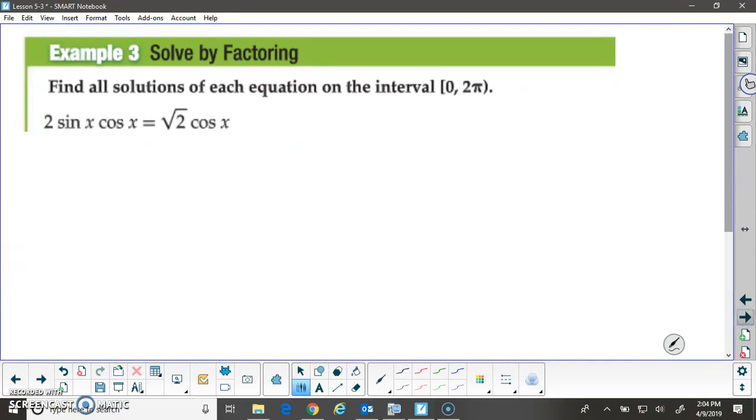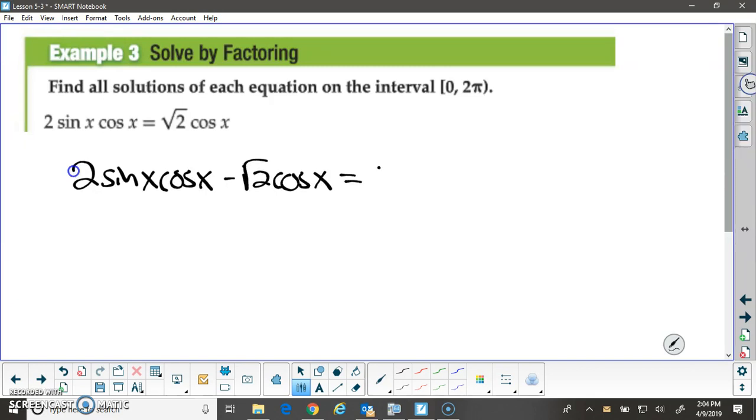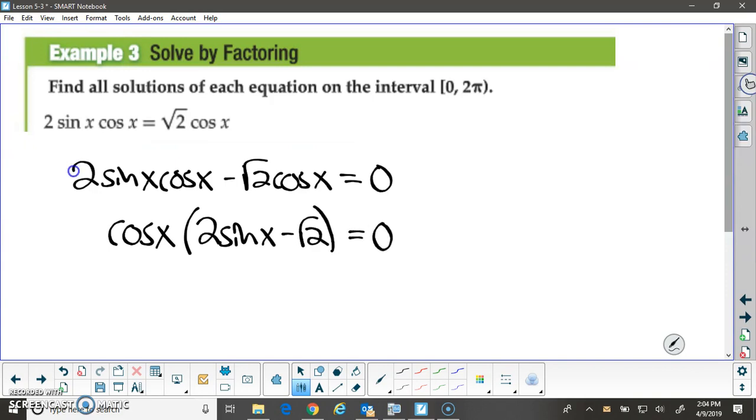Next example, very similar to the last. We've got one term on the left, one term on the right. We're finding solutions between 0 and 2 pi. So I move everything to one side. And after I move everything to one side, I'd want to factor a cosine of x out. It would leave me with 2 sine of x minus the square root of 2. Now we set each factor equal to 0. So cosine of x would equal 0, and the sine of x would equal positive root 2 over 2.